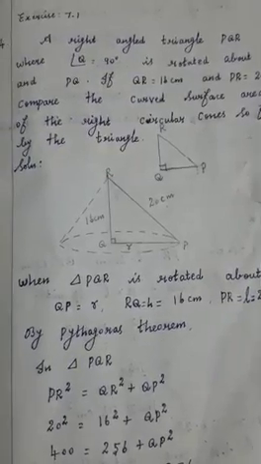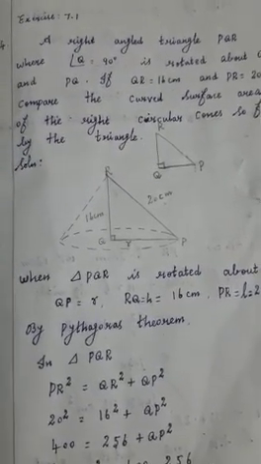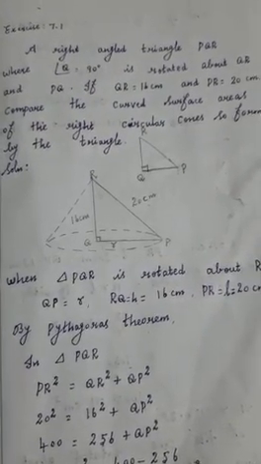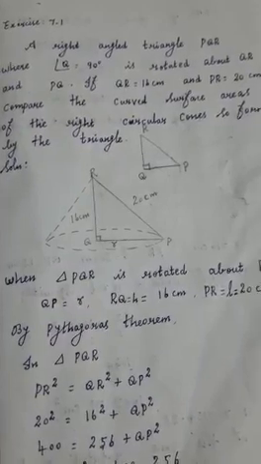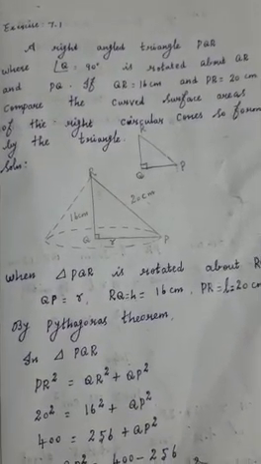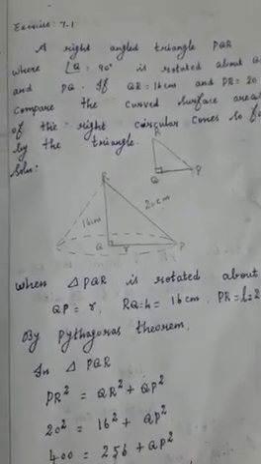Now let us see exercise 7.1, fourth question. A right angle triangle PQR, where angle Q is equal to 90 degrees, is rotated about QR and PQ. If QR is equal to 16 cm and PR is equal to 20 cm, compare the curved surface area of the right circular cones so formed by the triangle.